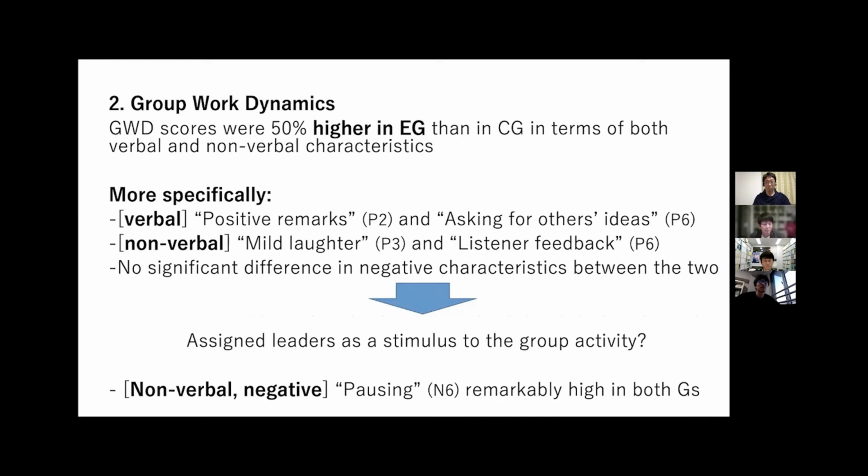Then our second research question is about the difference in GWD scores. Interestingly, the average GWD score in EG was about 50% higher than CG. So we can say the groups with leaders were more active in group work. Specifically, items such as positive remarks, asking for others' ideas, mild laughter, and listener feedback were observed more often in EG. We can conclude assigned leaders served as a stimulus to the activation of group work. On the negative, nonverbal side, we found that posing was remarkably high in both EG and CG.